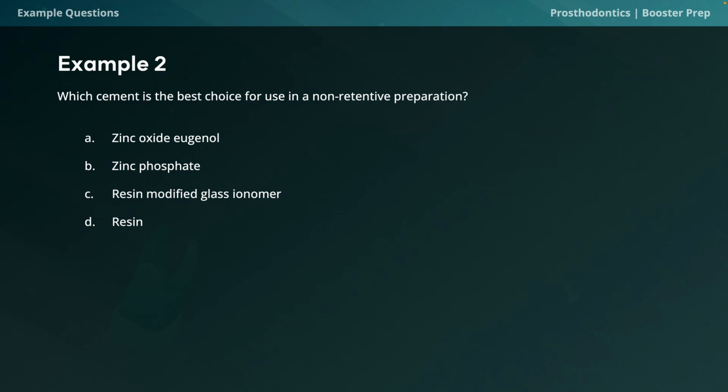Question number 2. Which cement is the best choice for use in a non-retentive preparation? Zinc oxide eugenol, zinc phosphate, resin modified glass ionomer, or resin cement? And again, the answer is of course D, resin cement. In situations where we don't have built-in retention and resistance features, we'll really need a cement that can maximize the adhesive bond between the restoration and the tooth, and resin cements do that better than any other cements, bar none.